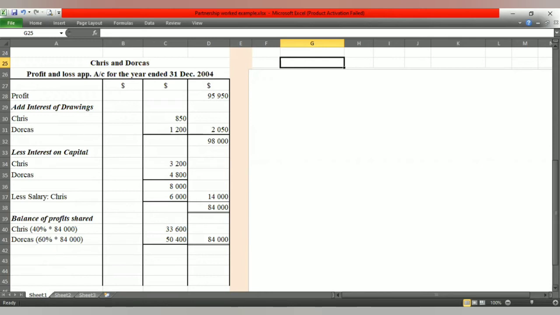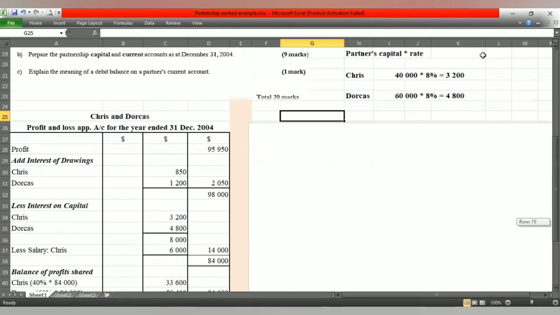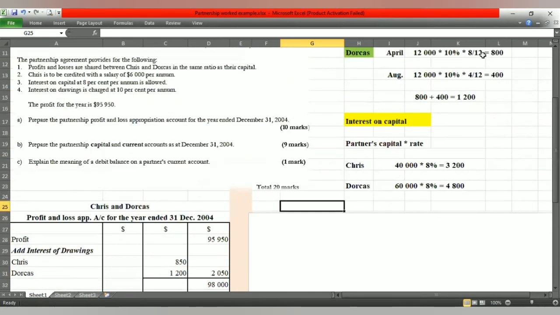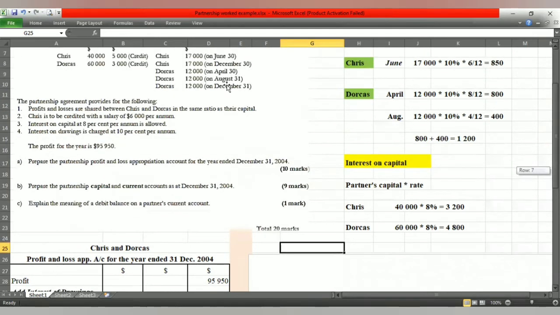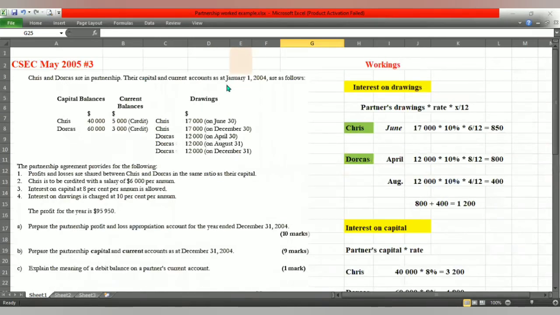The next thing that is required, we're going to look at part B, and part B asks us to prepare the capital and current accounts for the period. So we're going to look at that now. In doing the capital account, you would have to go to the question and pick up the capital that is contributed by the partners. In this case, we're seeing that Chris contributed 40,000 as a reminder, and Dorcas contributed $60,000.